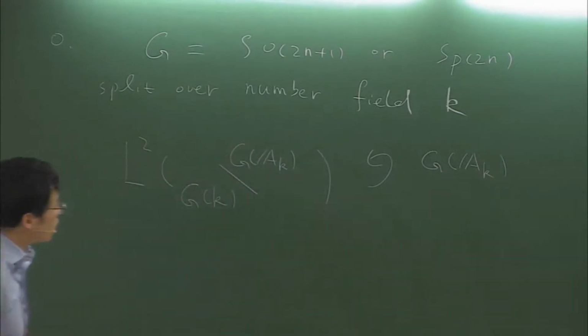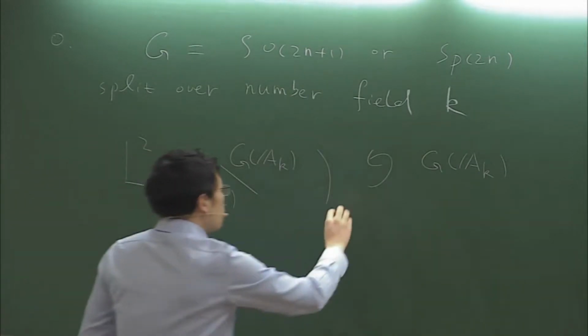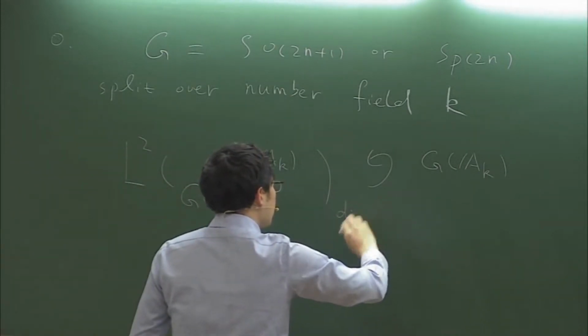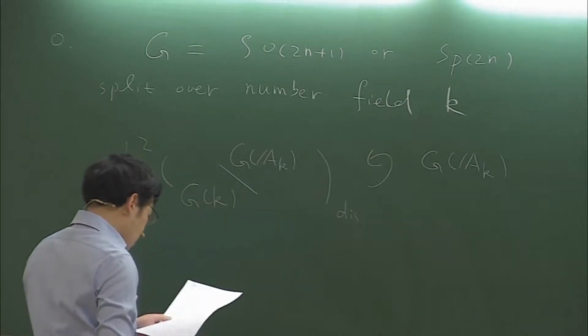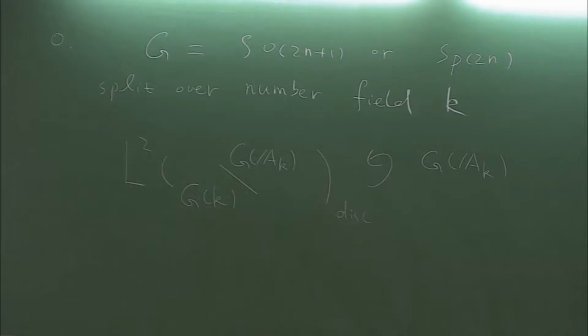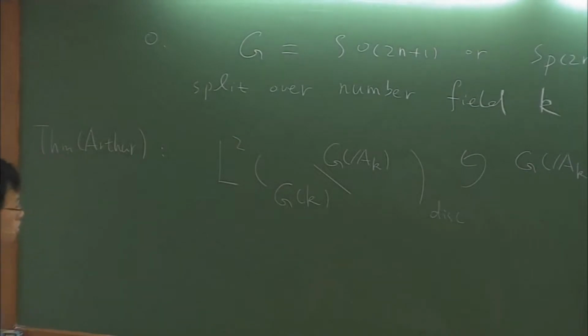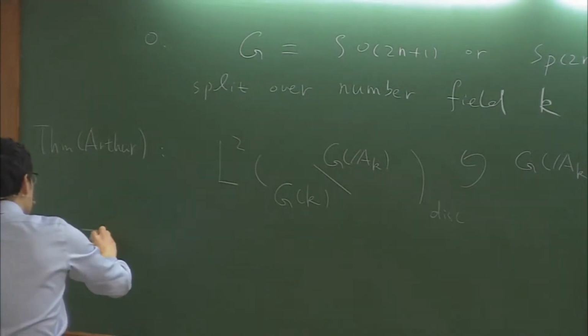Okay. And it is well known that the spectrum decomposes into a discrete part and a continuous part. And by Langlands' theory of Eisenstein series, it suffices to consider the discrete part. Okay. And in this particular case, we have a theorem of Arthur in 2013, which says that, well, it admits a decomposition.